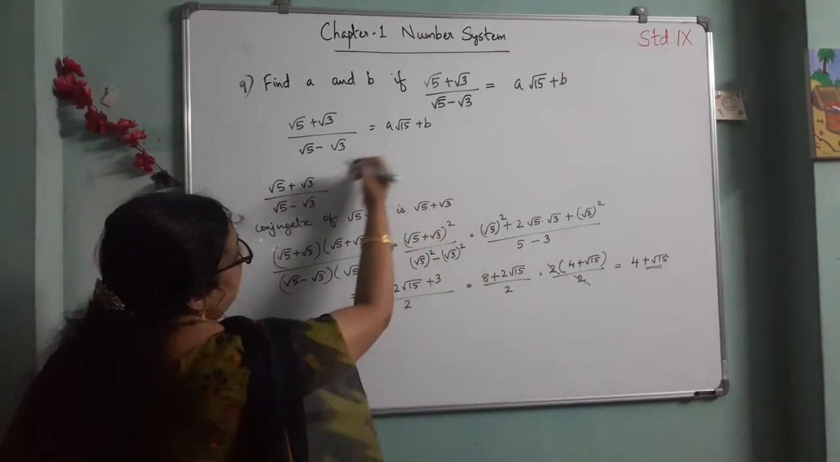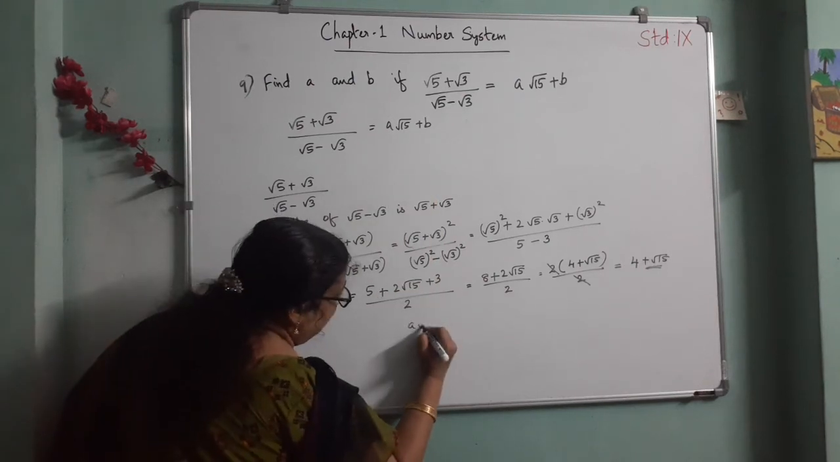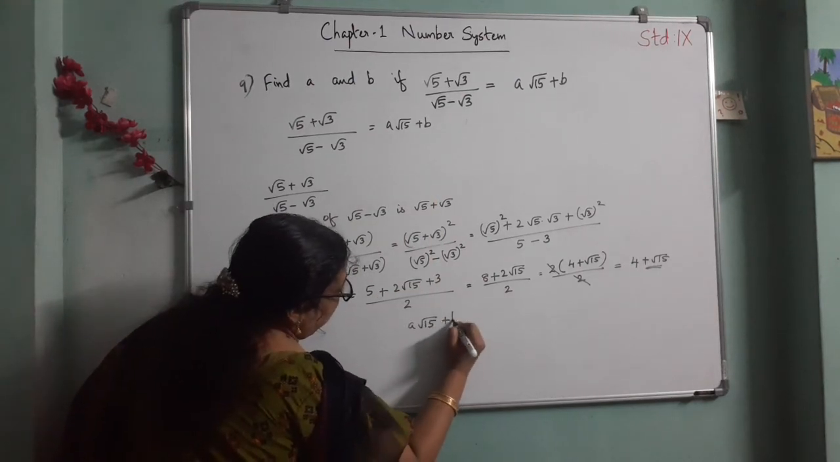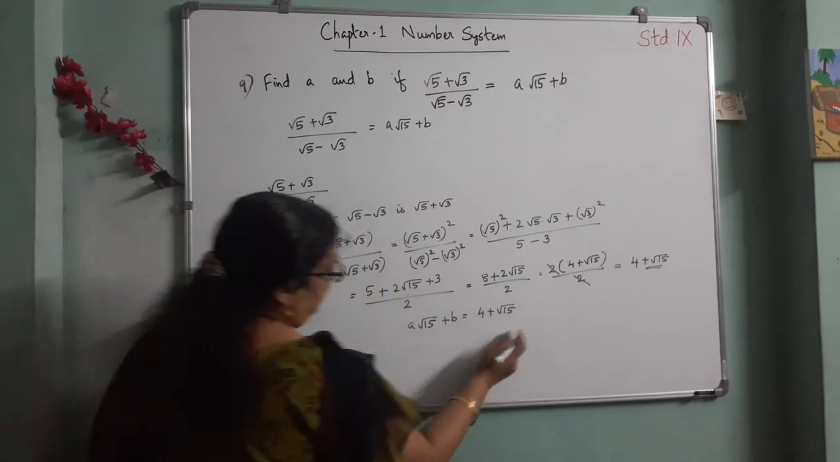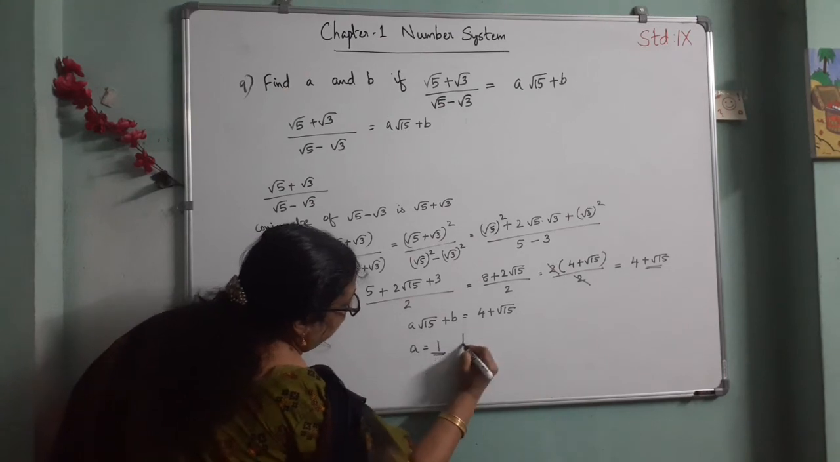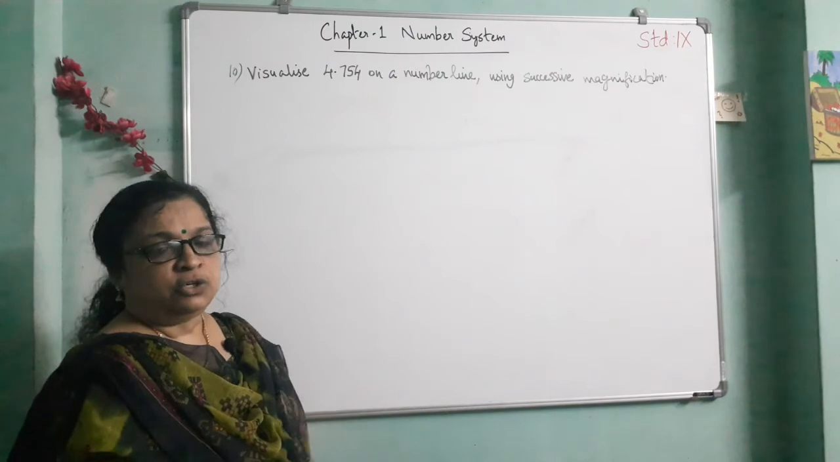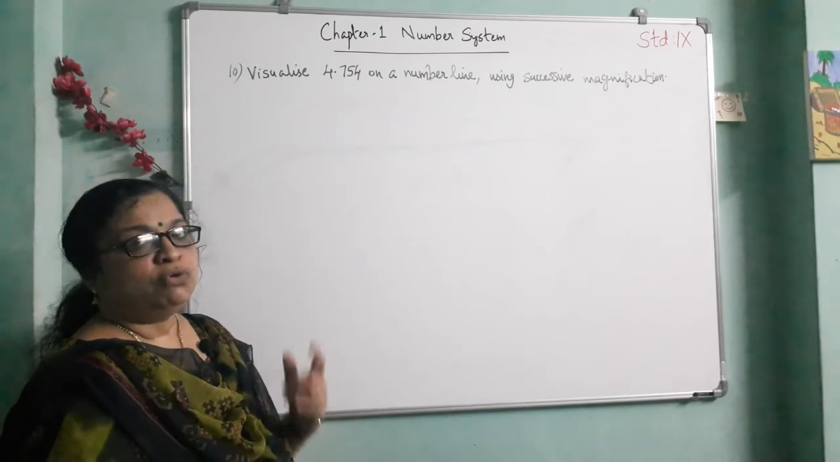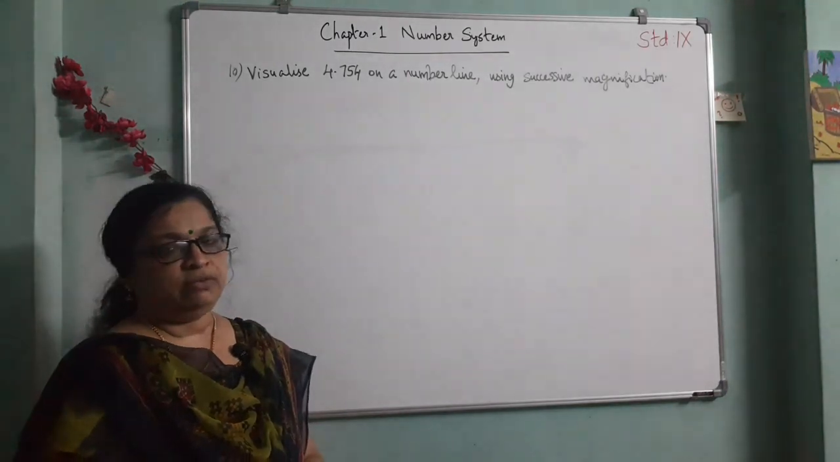So here it is equal to a root 15 plus b. So a root 15 plus b is equal to 4 plus root 15. Then equating, we get a is equal to 1, b is equal to 4. Then the last question, 10th question: visualize 4.754 on the number line using successive magnification.